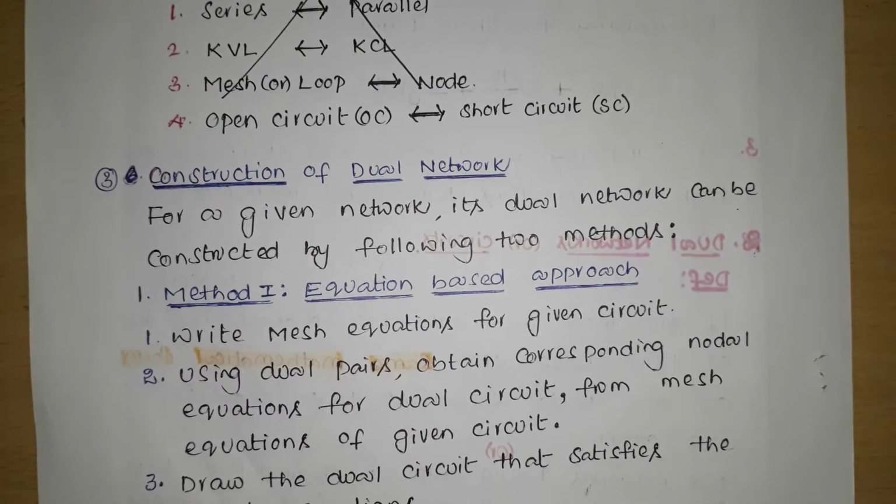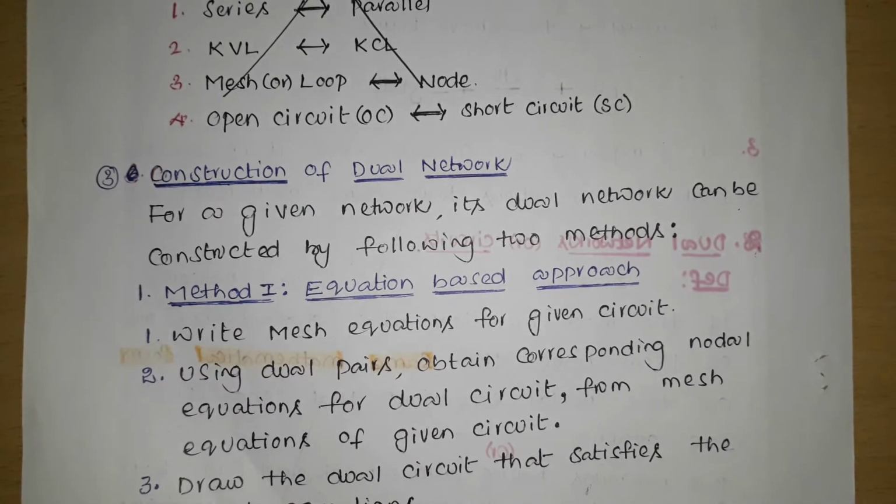So, construction of a dual network. For a given network, a dual network can be constructed by two methods. So there are two methods to construct a dual network for the given electrical network.